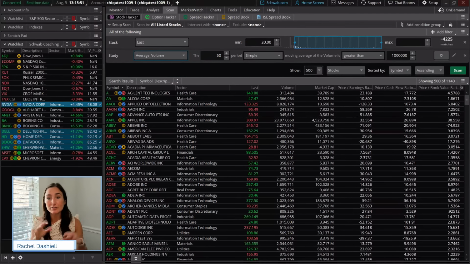Just be aware of the color differences. Live is going to be more blue. Paper money is going to be more brownish, orangish. So do not place a trade in the wrong account. Always read the review screen.